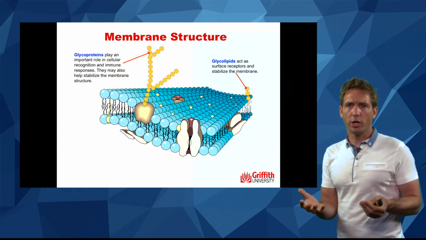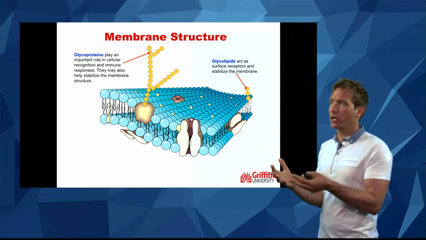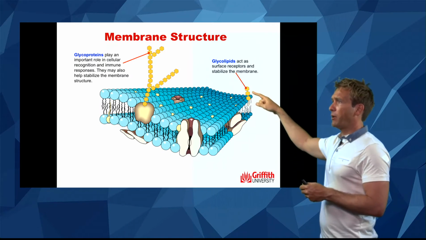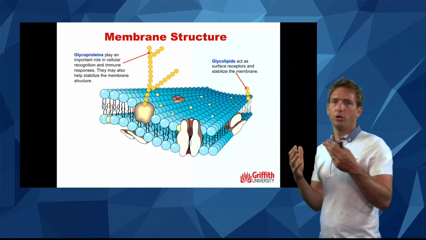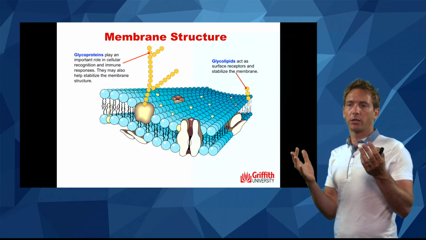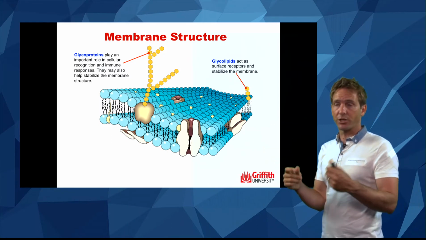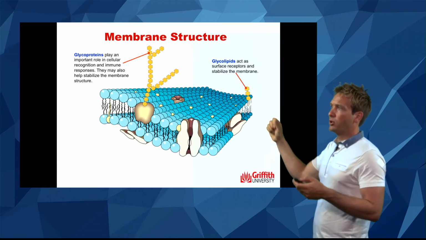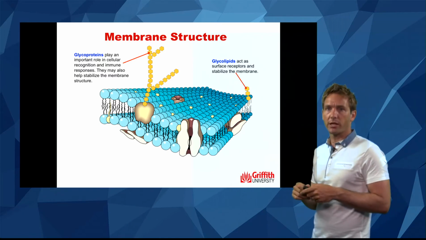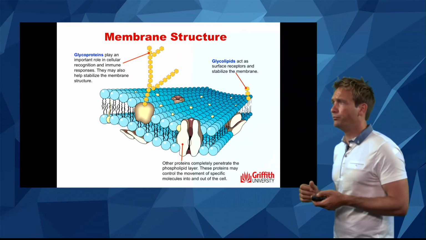So all I need you to know is that glycolipids have these little carbohydrate heads, and that they're to do with interacting with the outside world, and they might receive information from the outside world, and that they're to do with cell membrane stabilization. That's all I need you to know.